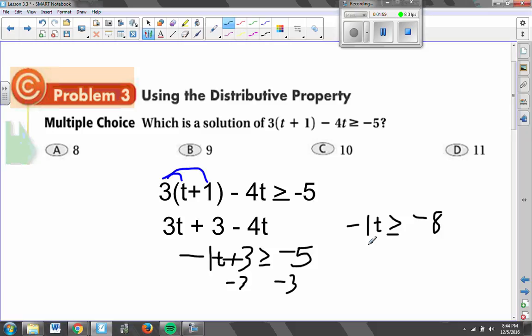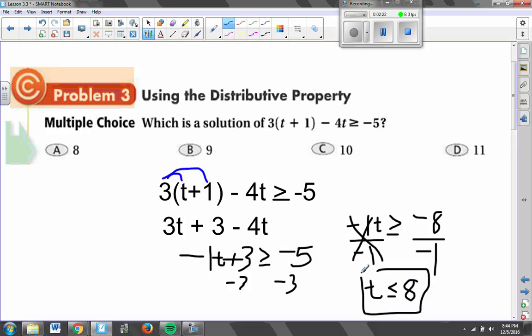And then I just have to divide away the number attached to the t, which is a negative 1. Cross that out, negative 1. And t is, now I just divided by a negative 1, which means I have to flip my inequality sign around. That rule hasn't changed here. So it's now less than or equal to positive 8. T is less than or equal to positive 8 would be all the solutions to this. Which means in this original question, which of these four is a solution? Well, there's only one of these numbers that's less than or equal to 8, and that'd be this one. 8 is less than or equal to 8, so that would be my answer.